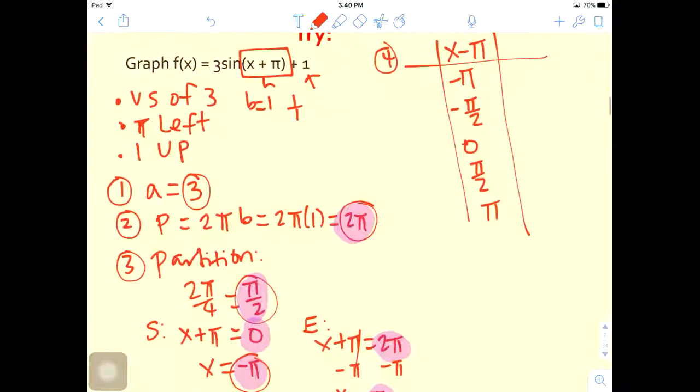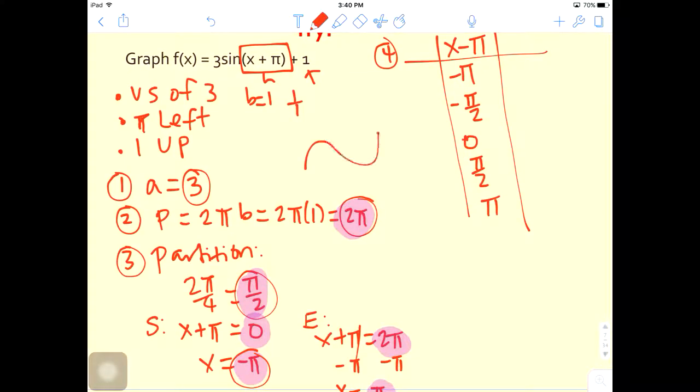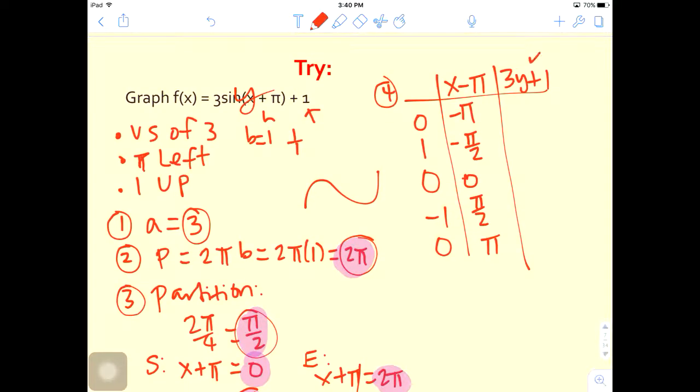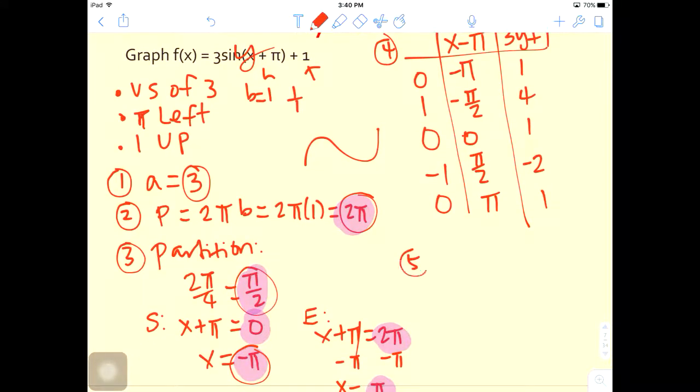For the y value for sine again, remember following this, it would be 0, 1, 0, negative 1, and 0. And the y equation, you can tell that it's 3y plus 1. So we're going to do the math. So 3 times y plus 1, that's 0 plus 1, that's 1. 3 times 1 is 3 plus 1 is 4. 1 again. 3 times negative 1, that's negative 3 plus 1, negative 2. And then 1 again.